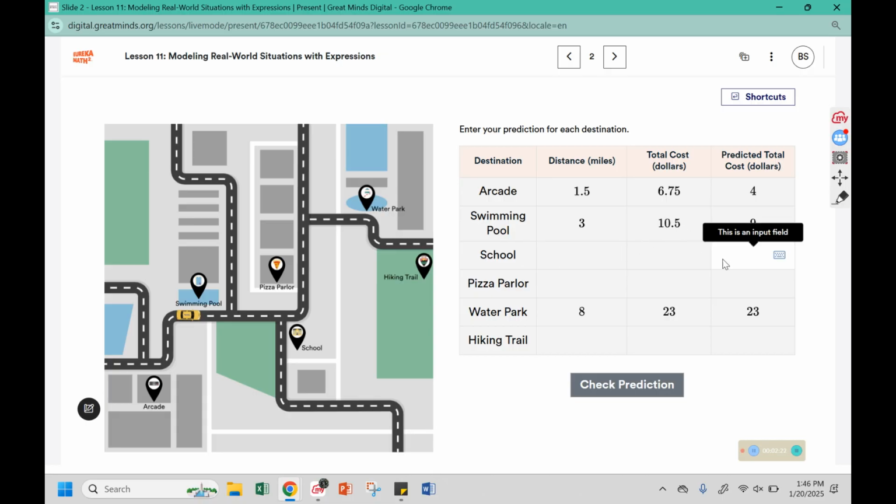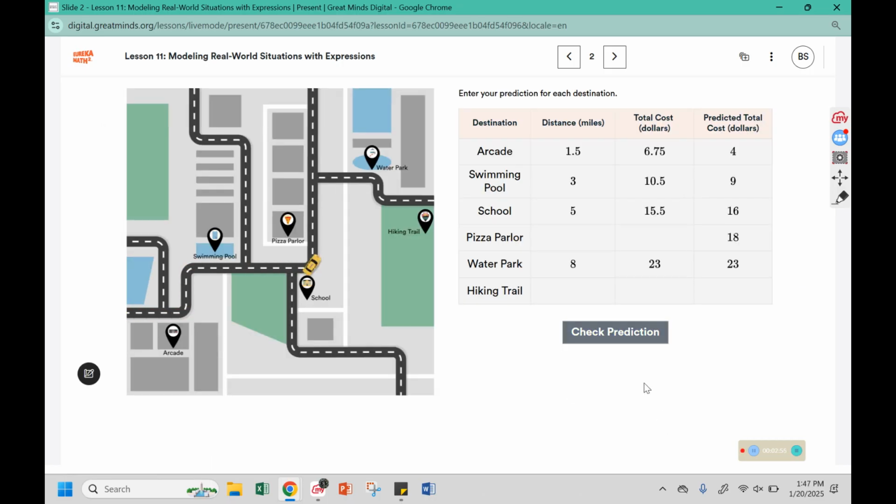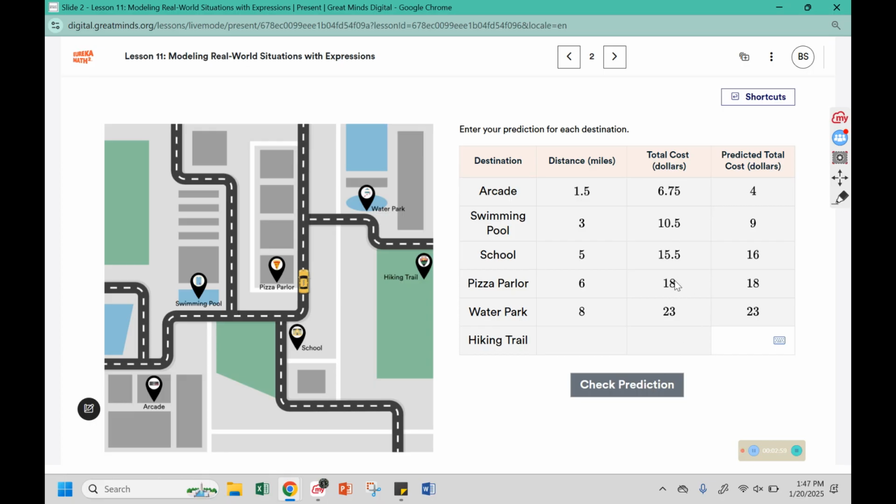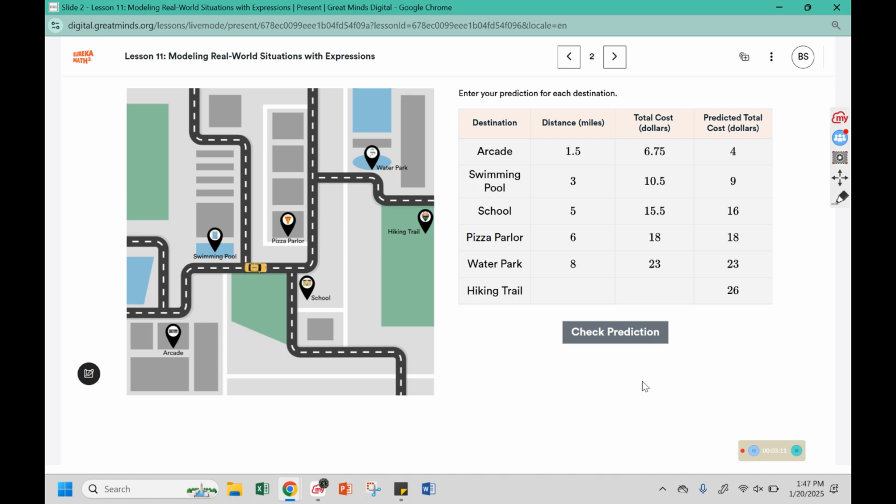You can see that the cost is here, so I was a little bit under on both of them. So to get to the school, if that was 9, this might be $18, or maybe around $16. And it was $15.50. The pizza parlor isn't too much further, so I'm thinking maybe $18. And it was 18, so I was right on for that one. The hiking trail is farther than the water park, so it needs to be more than $23. And it was 28. I predicted that it was 26.